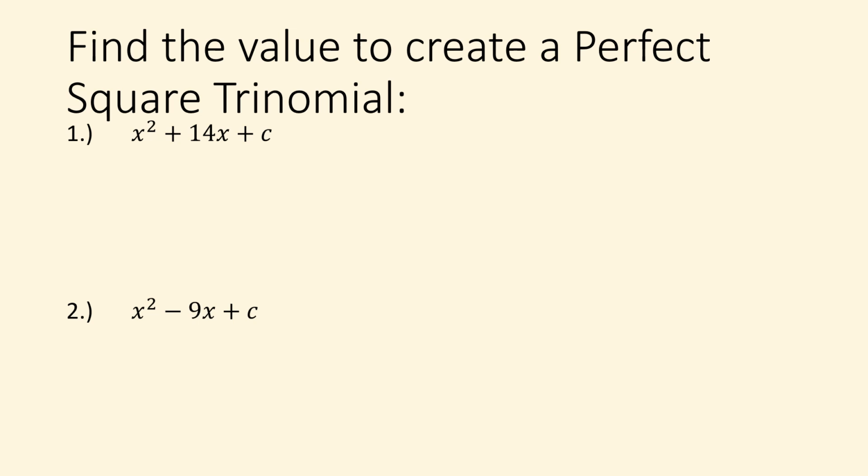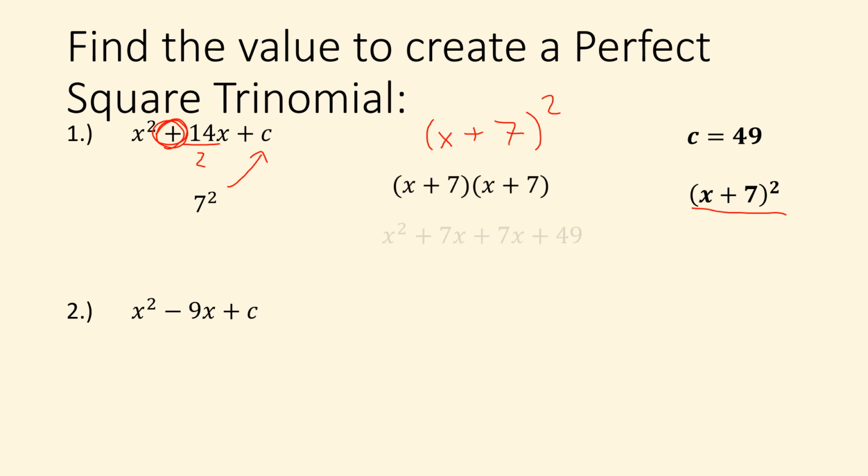Find the value to create a perfect square trinomial. First, we're going to take this middle term and cut it in half. So we get 7, we square it, we put it in for the c, and that's the constant. C equals 49. Once we have that, we can write our parentheses. It's just the variable, a plus because this sign is a plus, and then half of that middle value. Close parentheses, square it. All right, that's the perfect square trinomial. If we were to actually FOIL this out, first, outside, inside, last, we would get x squared plus 14x in the middle plus that 49 from the 7 squared at the end.